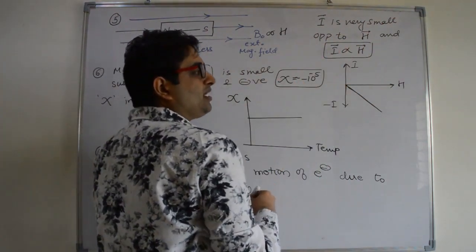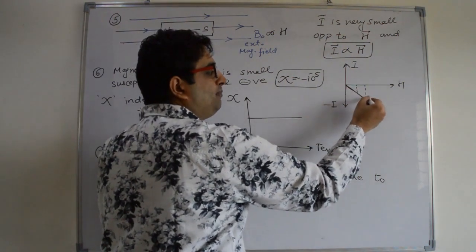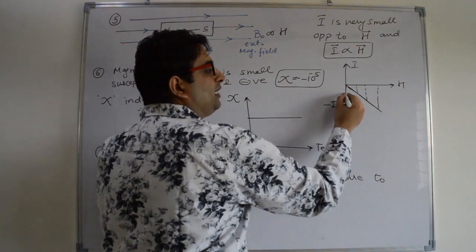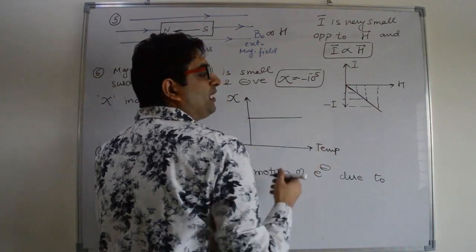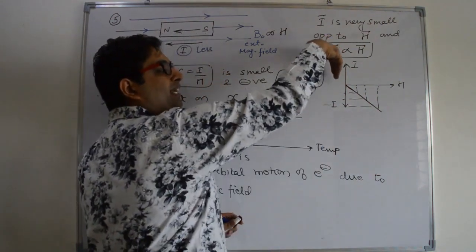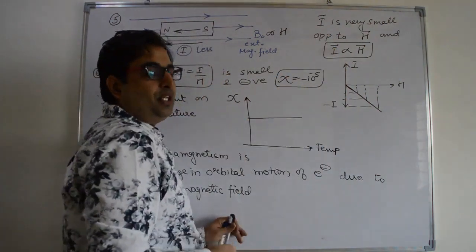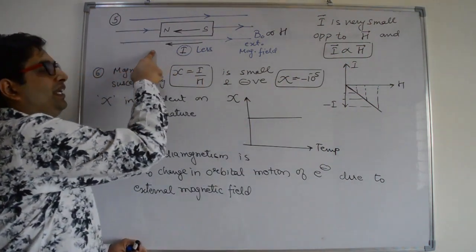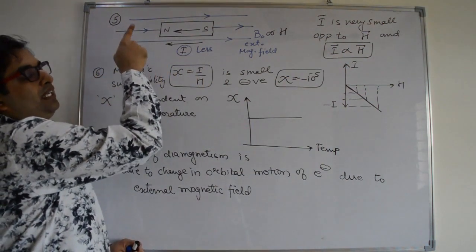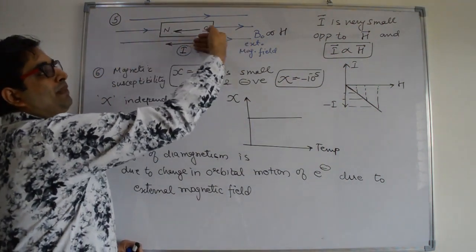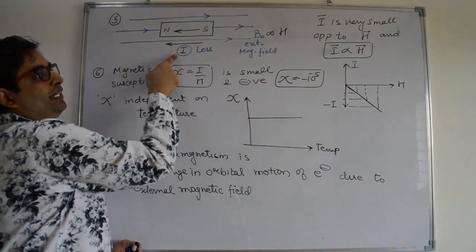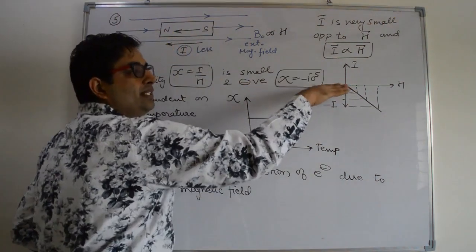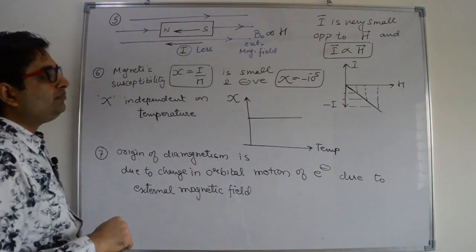When we increase the value of external magnetizing force, then intensity of magnetization will also increase but in negative direction. So when we put this material in external magnetic field, this material will weakly magnetize in opposite direction. Direction is opposite, that is why it is on the negative side.